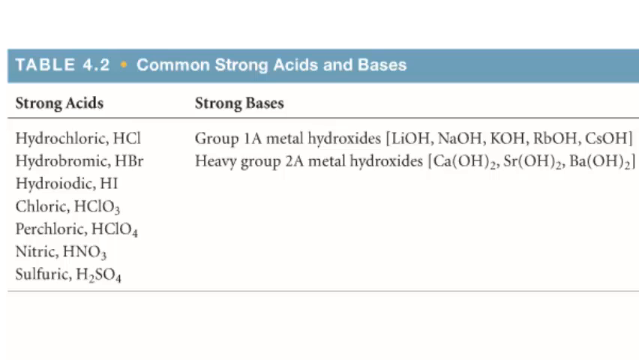Now what about bases? Strong bases are group 1 metal hydroxides. That is lithium hydroxide, sodium hydroxide, potassium hydroxide, rubidium hydroxide, cesium hydroxide. So group 1 metals, alkali metals, attached to OH minus. Strong bases. Group 2, alkaline earth metals, those guys attached to OH, those are strong bases. Any other acid you see that isn't one of these 7? Weak. Any base you see that is not one of these, a group 1 metal bonded to OH minus or a group 2 metal bonded to OH minus? Weak.